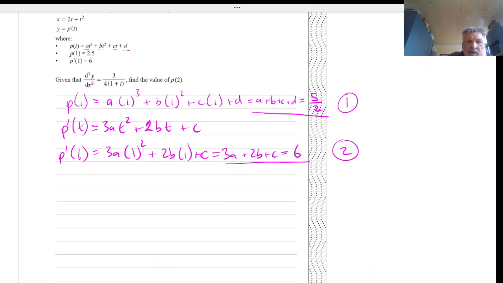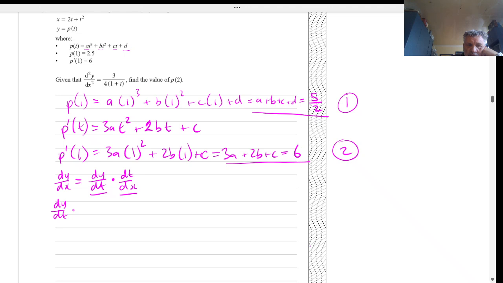The other bit of information we've got is about the second derivative, and we're told that it's this function of t. To find the second derivative, we have to find the first derivative, which is dy by dx, and to find that, we work out dy by dt, and we divide by dx by dt. So we need to work out these 2 things here.